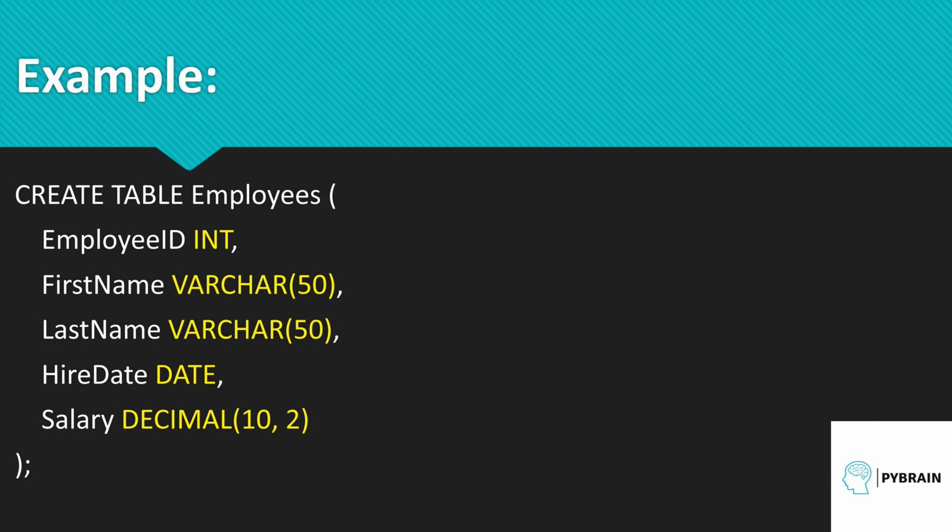Let's look at a quick example. Imagine you're creating a table for storing employee information. Here, the integer data type is used to store the employee ID. VARCHAR (variable character) 50 is used to store the employee's first and last names. Date is used to store the hire date, and decimal is used for storing the salary with 2 decimal places. So, understanding SQL data types helps ensure that your data is stored correctly and efficiently.